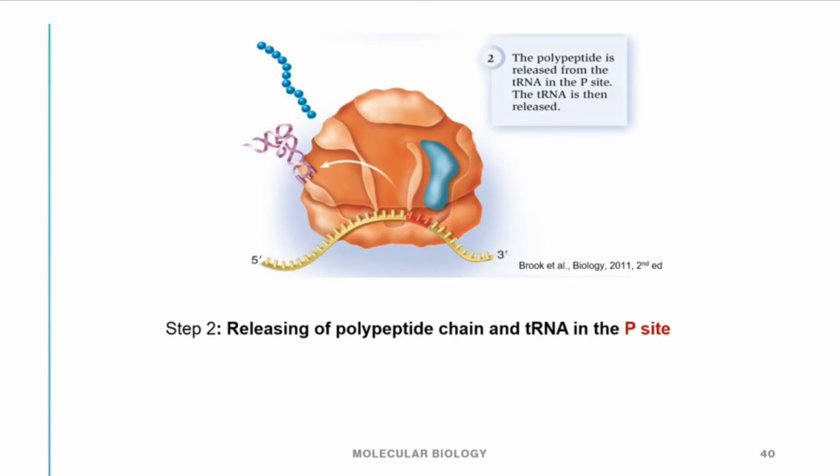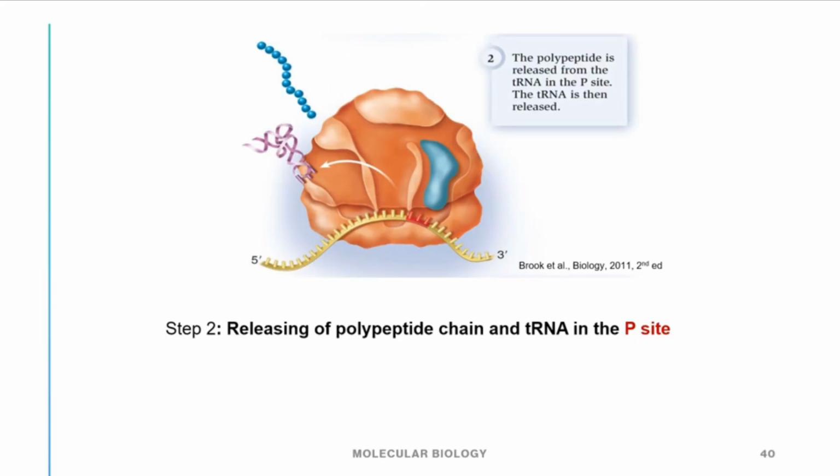And after the binding of the releasing factor to the stop codon, this will actually trigger the ribosome to release the polypeptide chain as well as the tRNA. So the tRNA is going to be translocated into the E site and get ejected. The polypeptide chain is going to actually exit the ribosome from the exit tunnel.